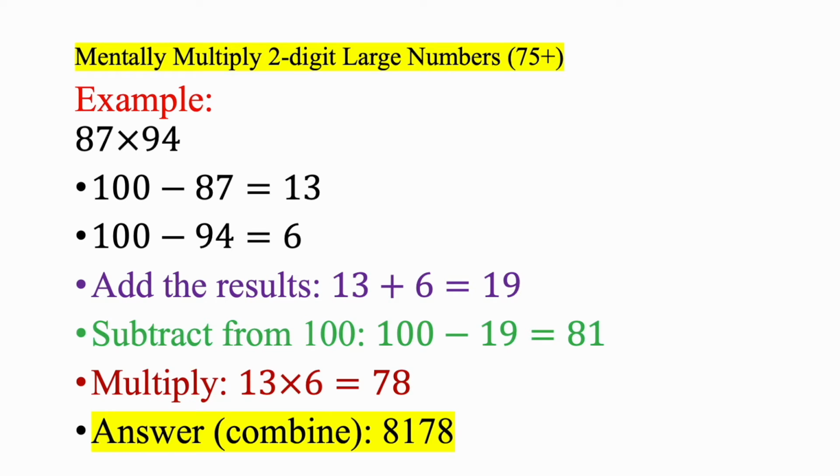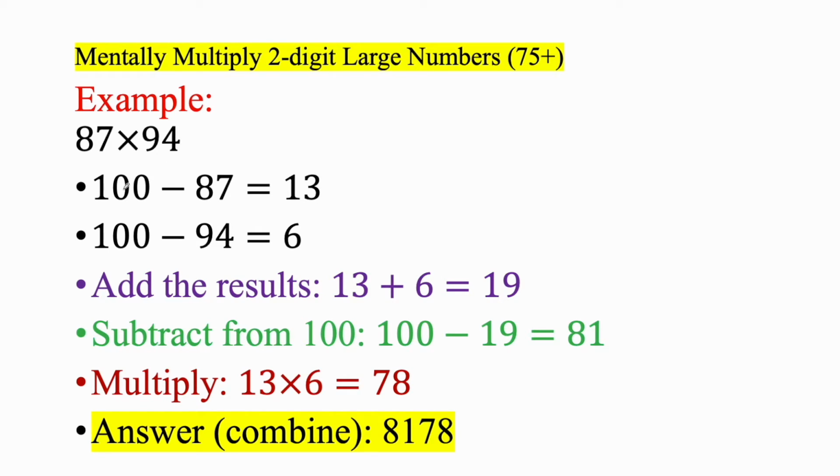Okay, in this video we're going to learn a technique to multiply two-digit large numbers, and it's mainly used for numbers 75 and greater. However, I will show you that this technique will still work for any two-digit number, but there's a little twist to it. So for example, 87 times 94.